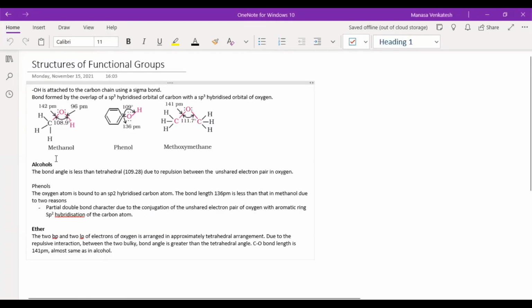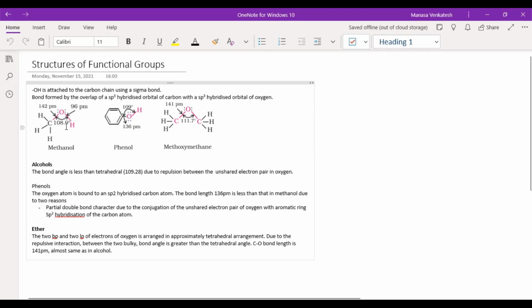Let's quickly go over the structures of functional groups. So the OH in alcohol is attached to the carbon chain using a sigma bond. There's only one single bond, so it's a sigma bond. And the bond formation will be because of an overlap between the sp3 orbital of carbon with an sp3 hybridized orbital of oxygen. That is how the single bond forms. Now, in case of alcohols, the bond angle is less than tetrahedral. This is because these two lone pairs of electrons on oxygen will repel each other. Because of that, these bonds will be pushed closer together, and due to that, the bond angle is less than that of tetrahedral.